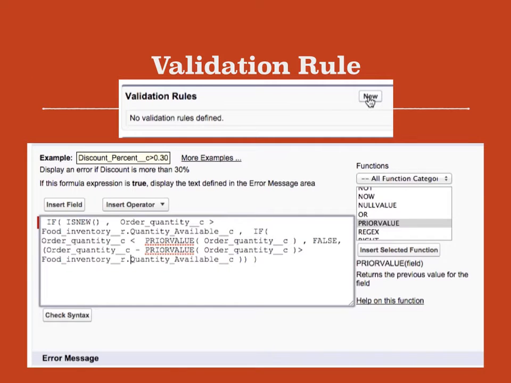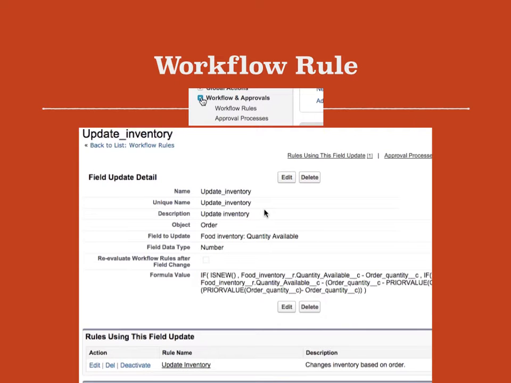Then we created a validation rule. We learned about validation rules so that when we are creating a new order, the order can check against the inventory to make sure that we're not ordering more than what's available in the inventory. Then after that, we learned about workflow rules, and workflow rules allow you to change a field, send out an email, create a task, or send out a message. And so we created a workflow rule and enabled it so that it would update the inventory for our food items.